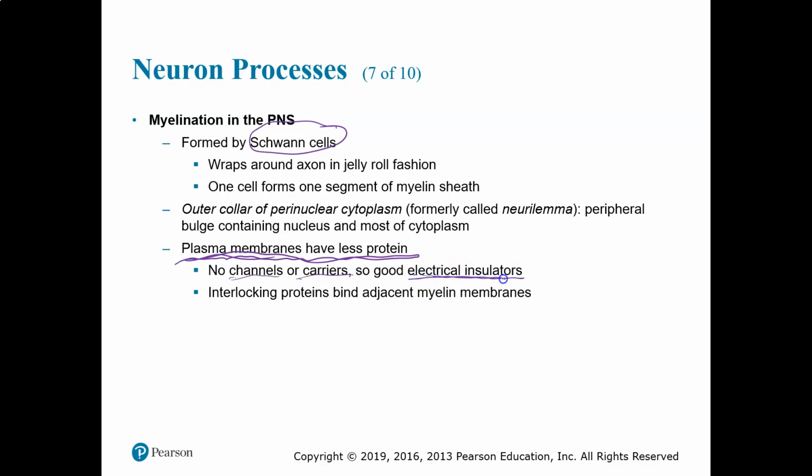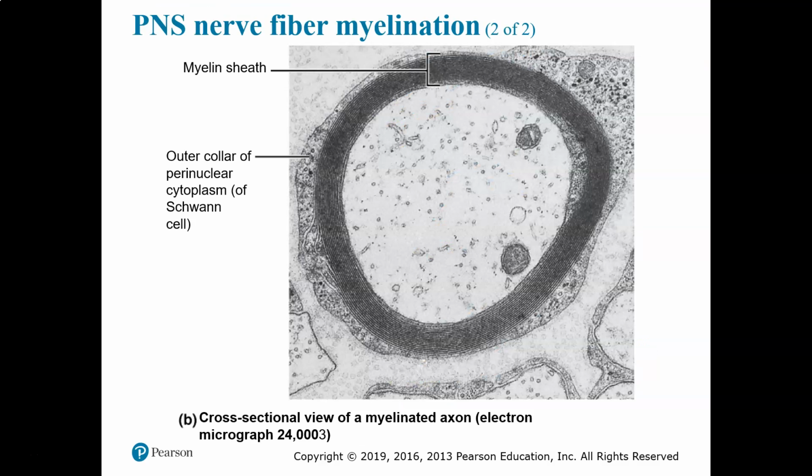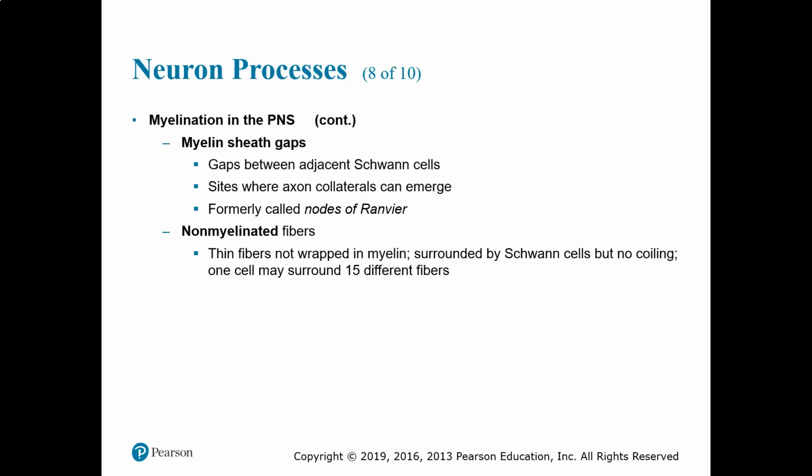And insulation on electrical wiring causes the electricity to flow faster. So insulation on the axons in our bodies is going to cause the electrical impulse or nerve impulse to go faster. Okay. This just shows you how the cell wraps really tightly. The cell membrane of the Schwann cell wraps really, really tightly around the axon to form the myelin sheath. This is a myelin sheath under the microscope.